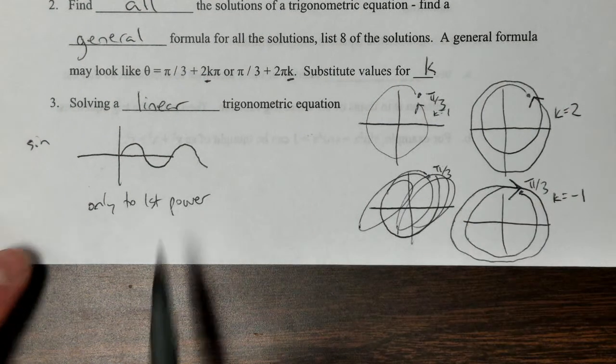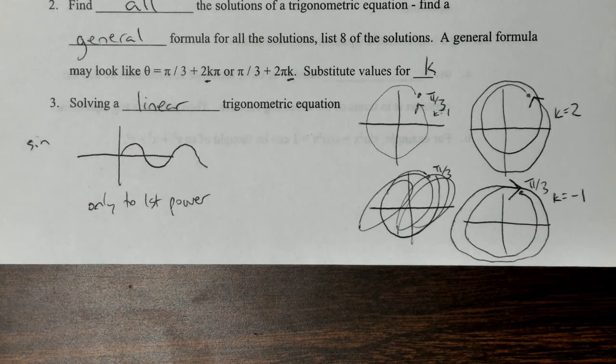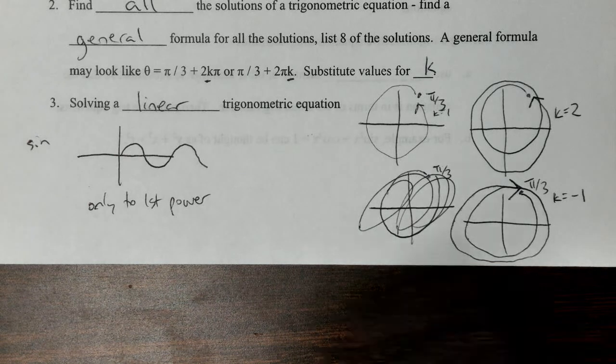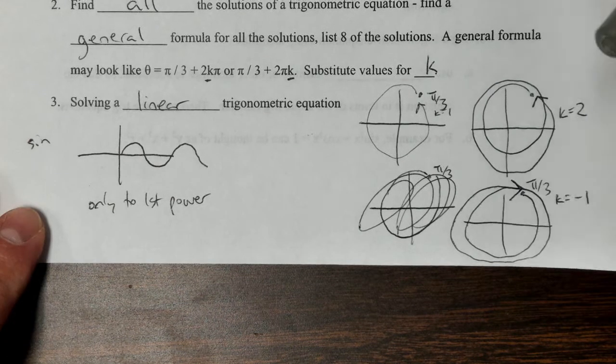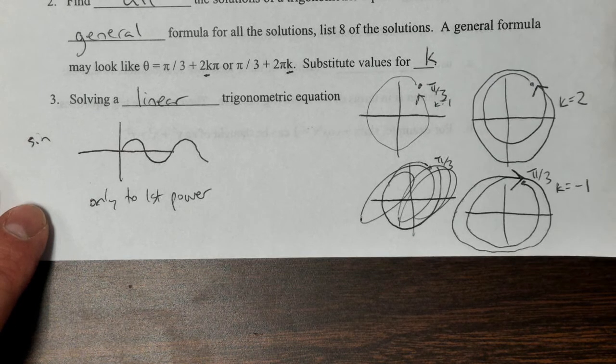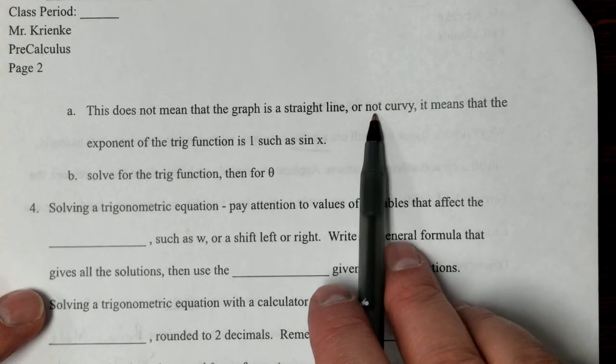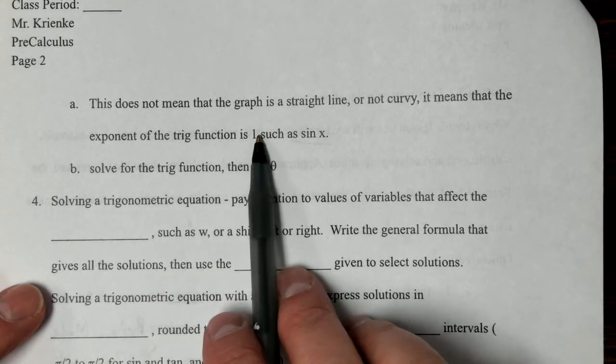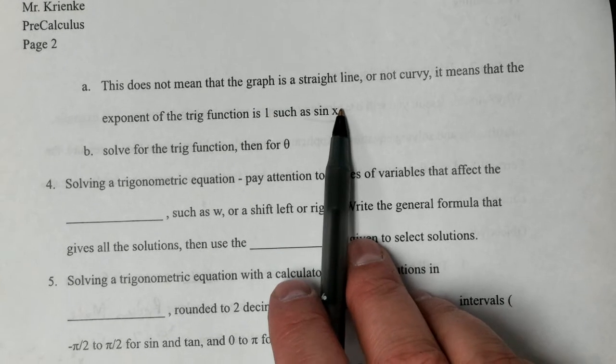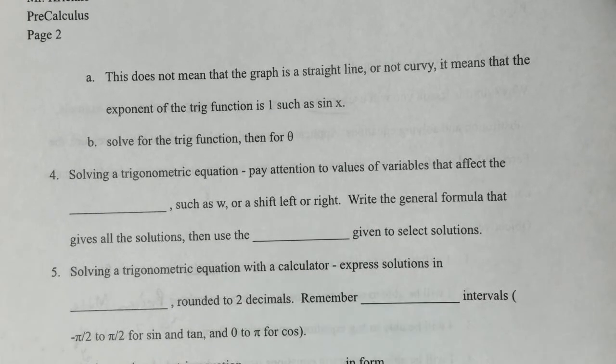It's still going to be curvy and wavy. So this does not mean the graph is a straight line or not curvy. It means the exponent is 1, such as sine x. Then solve for your trig function, and then for theta.